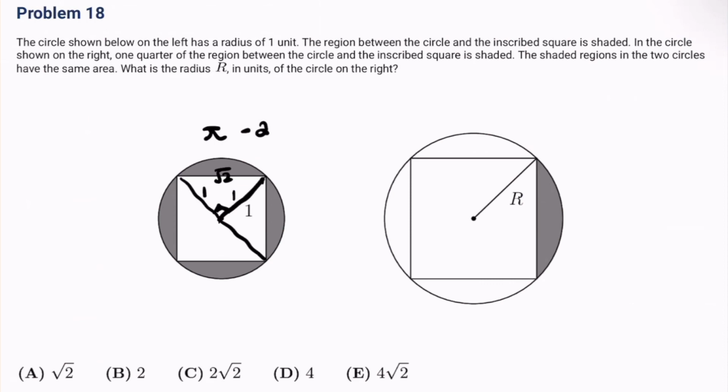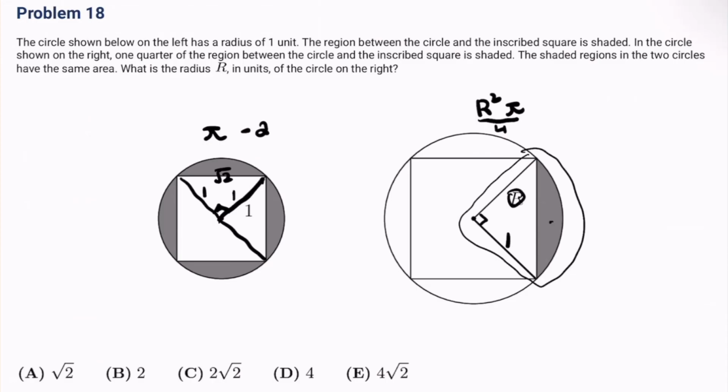Now, if we let this be r, we can find an expression for this. Since if we connect this, this will be 90 degrees. So that would be exactly 1/4 of the area of the circle. And the area of the circle is given by r squared times pi. Now if we divide that by 4, we know that the area of this entire sector is going to be r squared pi over 4. Now we know that the area of the triangle is r times r, over 2. So we simply need to subtract r squared over 2.